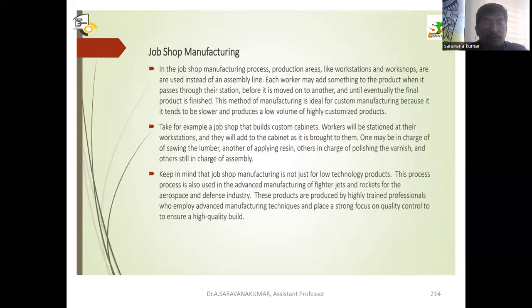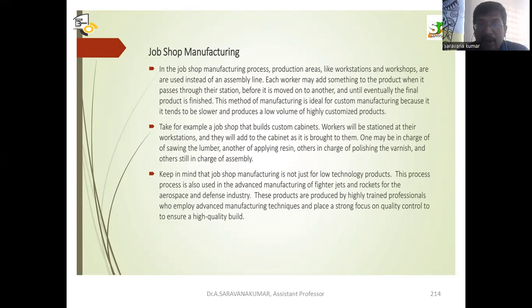Next one, job shop manufacturing. So in the job shop manufacturing process, production areas like workstations and workshops are used instead of an assembly line. Each worker may add something to the product as it is customized for the customers, before it is moved on to another, until eventually the final product is finished. This method of manufacturing is ideal for custom manufacturing because it tends to be slower and produces a low volume of highly customized products. Take for example, a job shop that builds custom cabinets.